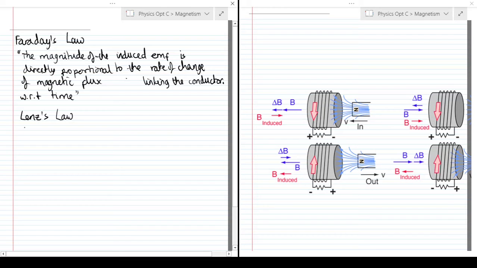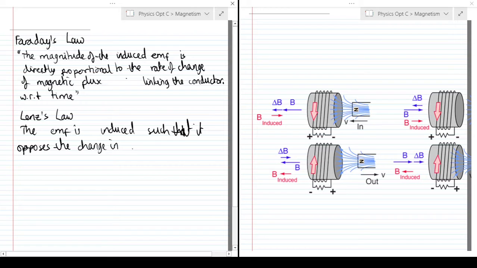So Lenz's law says that the EMF is induced such that it opposes the change in flux linkage. Right? Quite simply, that is what Lenz's law says, right?